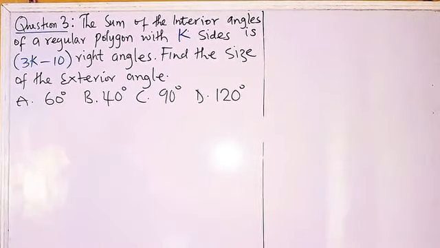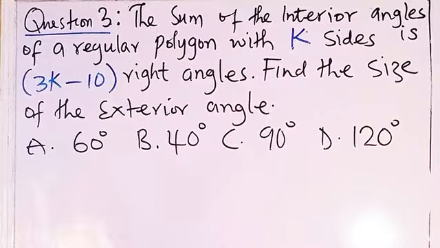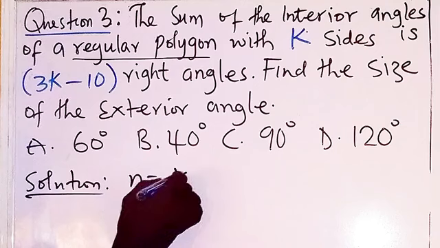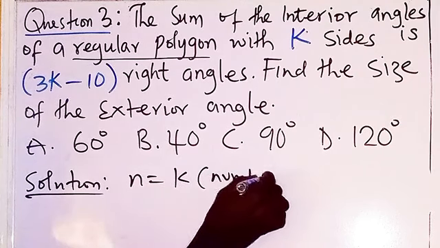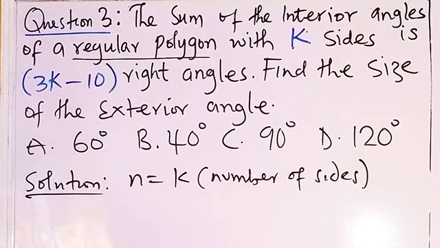We have this third question, so I'd like you to pause this video, solve it yourself, then come back to check and compare results. So now the question states that the sum of the interior angles of a regular polygon, so take note of this, regular polygon with k sides. In the solution, n is replaced by k, that is the number of sides. We normally use n, but here they want us to use k. So the number of sides is k. You don't know the number of sides. It's 3k minus 10 right angles.